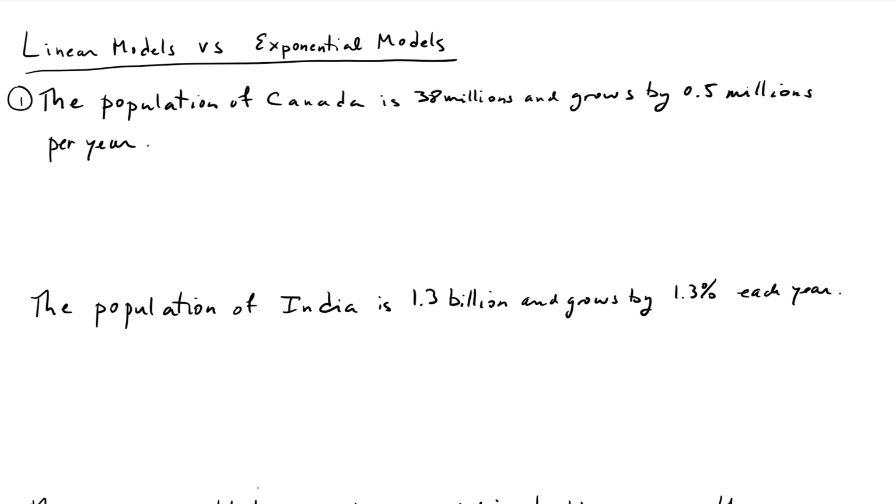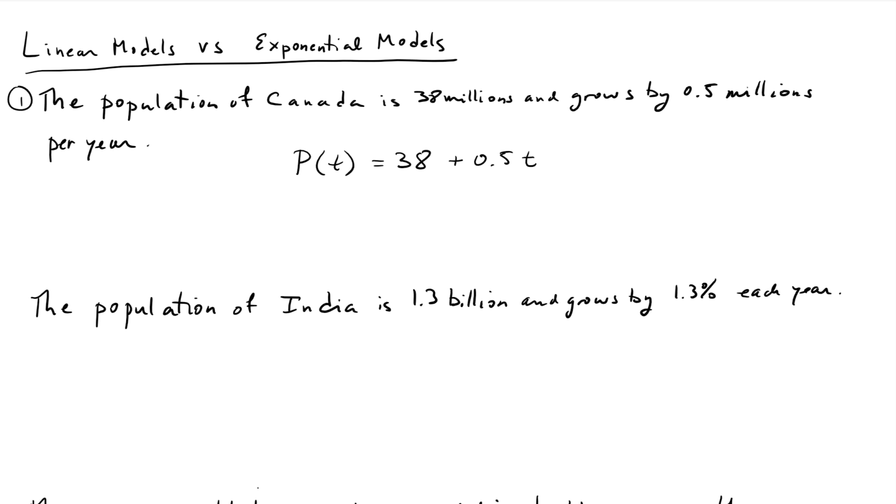Well, if we've got P of t, which is population at time t, currently it's 38, so when t is 0, and then we're basically adding 0.5 every year. So we multiply 0.5 by t, and we see from this that we have a linear model for the population.